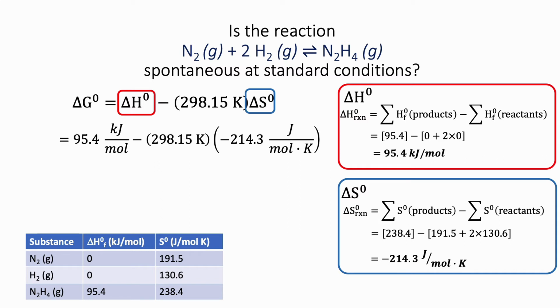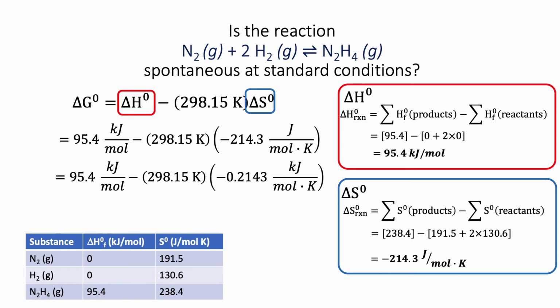So I've taken those numbers we just calculated and plugged them in. Now, one thing I want to point out that a lot of people miss is that our units for delta H are kilojoules per mole. Our units on entropy are joules per mole Kelvin. So we have kilojoules and we have joules. You have to convert one of those. Either convert the kilojoules to joules or convert the joules to kilojoules. I'm going to do the latter.